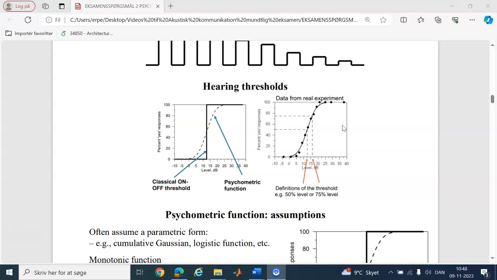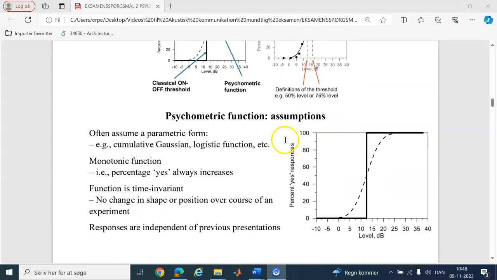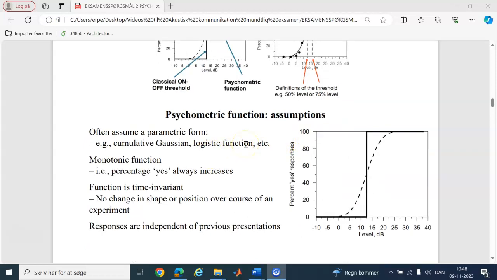I can just add that if you have a 1 up, 2 down, that means 1 no and 2 yes, 1 no, 2 yes. That means that we find out that the probability for a yes is the square root of a half, which is 0.7. Okay, a little bit of mathematics.